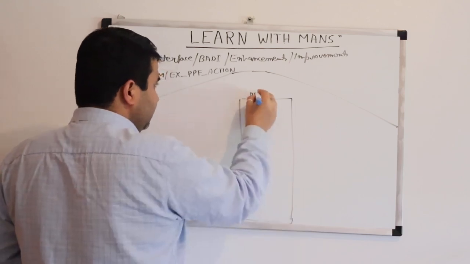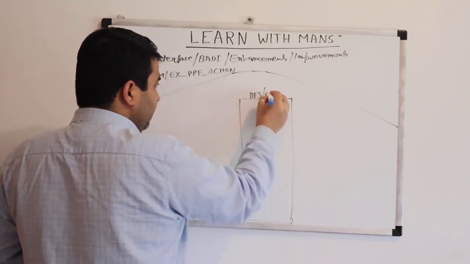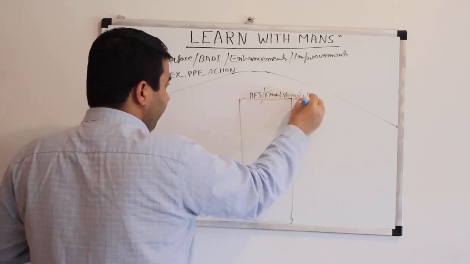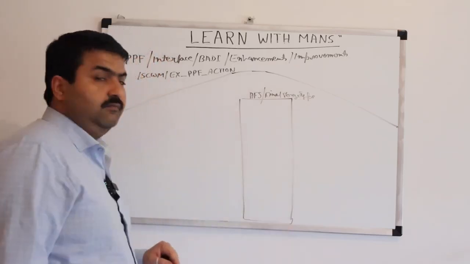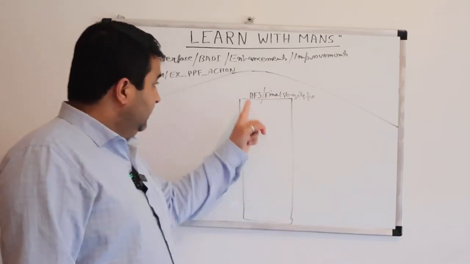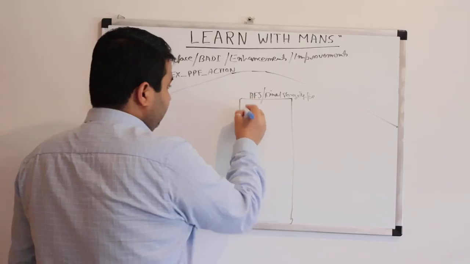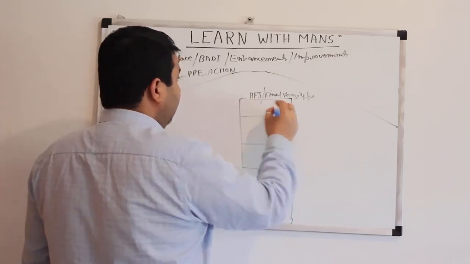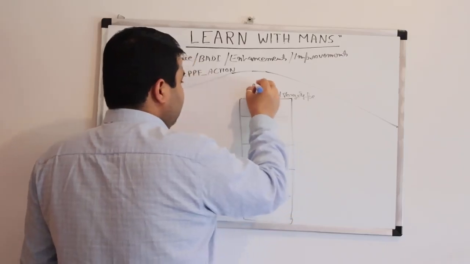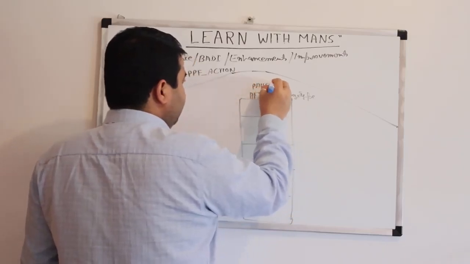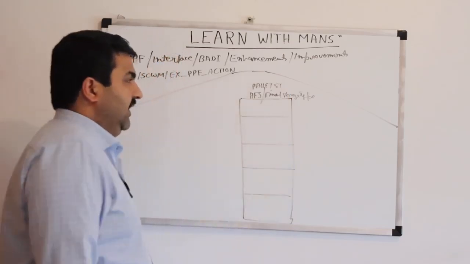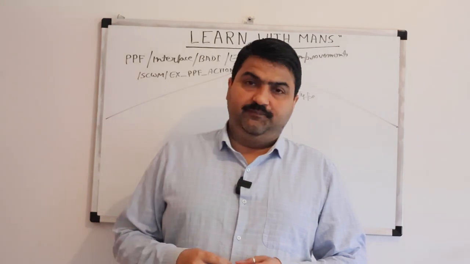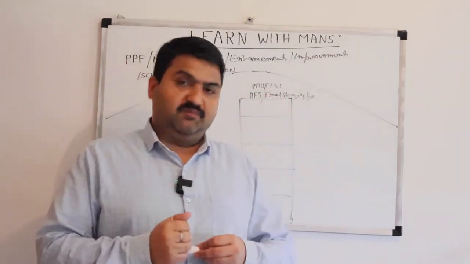This is the AFS location, final storage type. This is the final storage type, and assume this is the pallet storage type. In the demo session today, we will see one of the real-time business requirements.